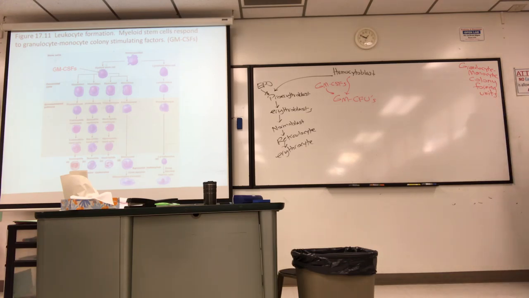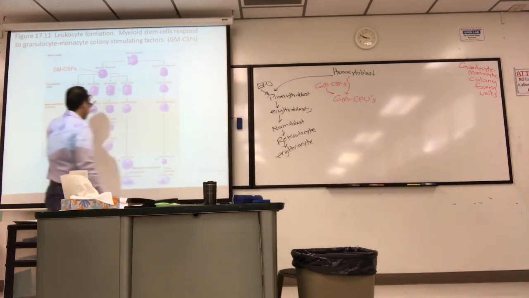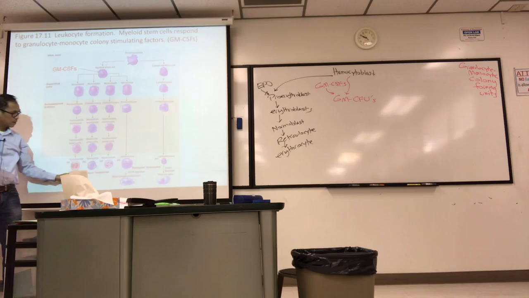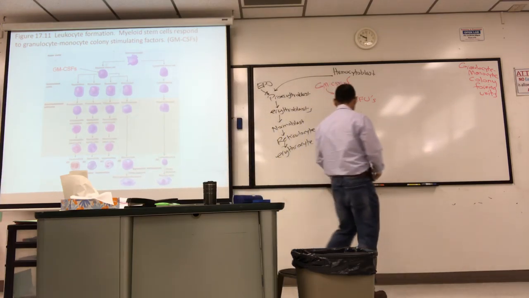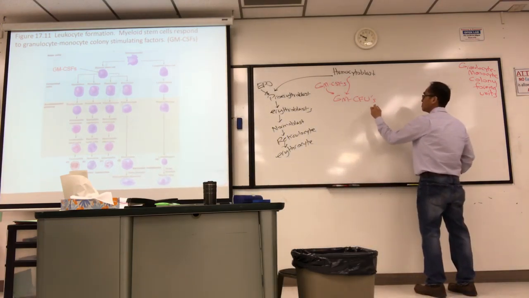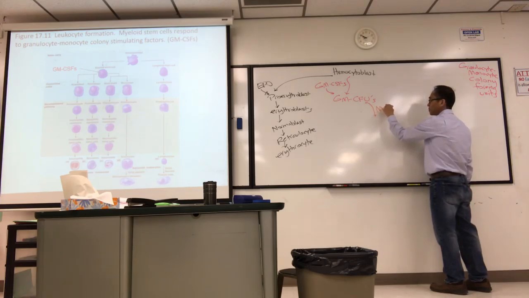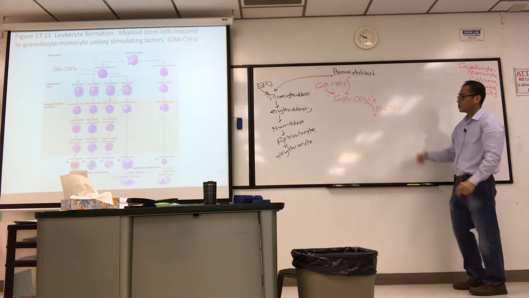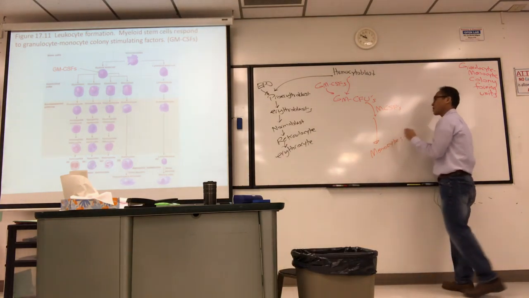So those GM-CFUs are targeted by these GM-CSFs, and I'm kind of simplifying what's going on here. You're going to get out of those colonies of cells some cells that form monocytes and some cells that form these granulocytes. Okay? So out of there, some under the influence of M-CSF, those monocyte colony stimulating factors, you'll get monocytes.